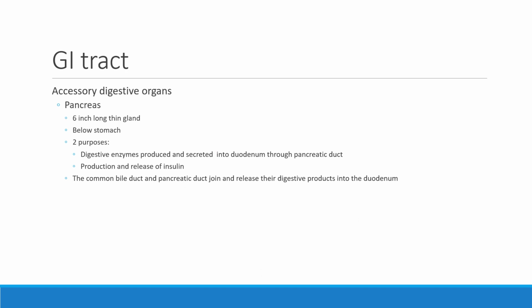The pancreas is a 6-inch long thin gland below the stomach, and its 2 purposes are to produce digestive enzymes and secrete these into the duodenum through the pancreatic duct. That makes our pancreas an exocrine gland, and production and release of insulin is an endocrine function, so it's also an endocrine gland. The common bile duct and pancreatic duct join and release their digestive products into the duodenum through the ampulla of Vater, and this is controlled by the sphincter of Oddi.